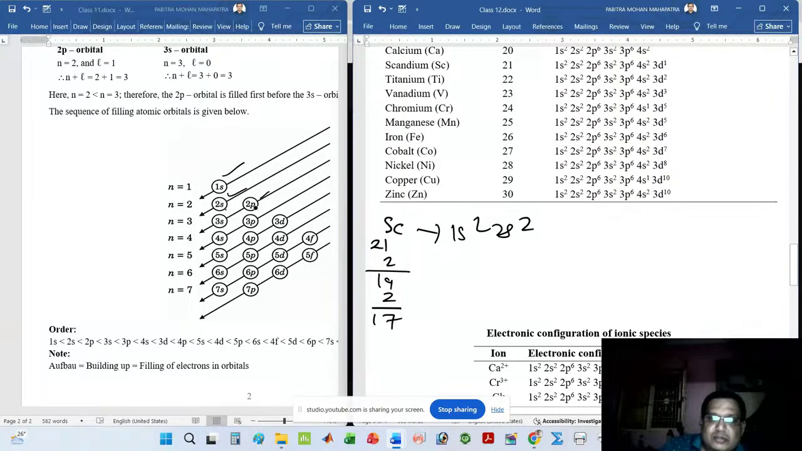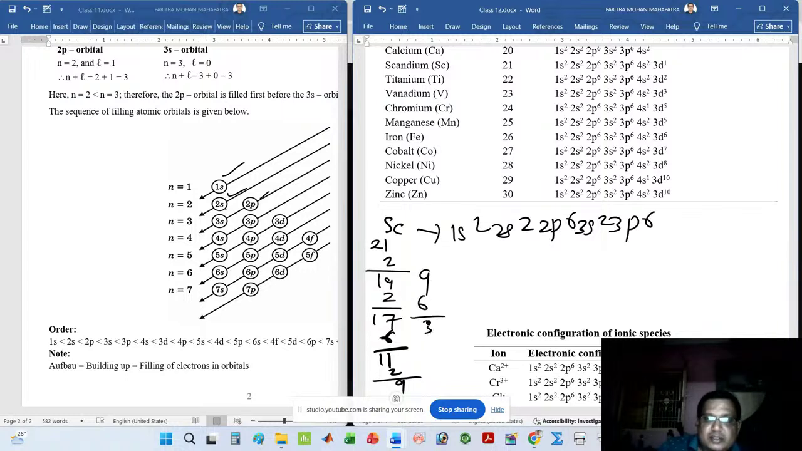Give 6 electrons to the 2p. 6 electrons. Next give electrons to the 3s. 3s2. Give 2 electrons. Next give to the 3p. 3p, 6 electrons. Then give to the 4s. 4s2. Clear? And the next remaining electron is 1. After 4s2 come to the 3d. This is 3d1.